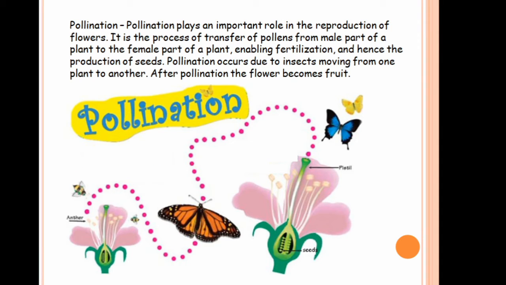Pollination. Pollination plays an important role in the reproduction of flowers. It is the process of transfer of pollens from male part of a plant to the female part of a plant, enabling fertilization and hence the production of seeds. Pollination occurs due to insects moving from one plant to another. After pollination, the flower becomes fruit.